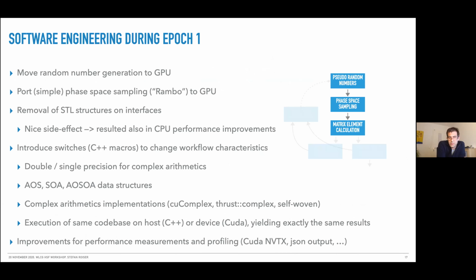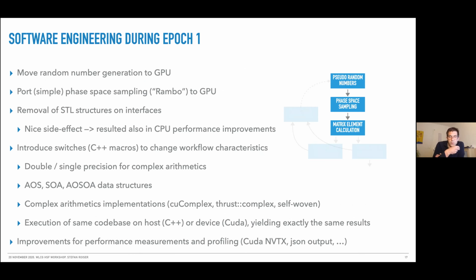So for the software engineering during this epoch, we have ported more parts of the workflow onto the GPU, namely the random numbers. It's a very simple phase-space sampling, which is called Rambo. And then we have done a lot of work with the data structures. Namely, we removed all the STL. And this was Andrea who contributed a lot, or he did most of the work in this area.